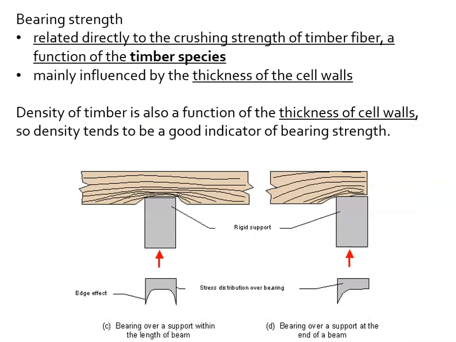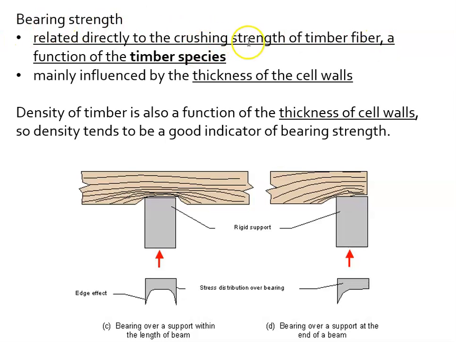Different from bearing strength. Okay, so bearing strength is what we're seeing right here. When we talk about bearing, it's when one structural member lays right on top of another. So that would be the bearing surface right there. And the bearing strength of the wood would be its ability to resist this crushing that we see occurring in this illustration. So, related directly to the crushing strength of the fibers.